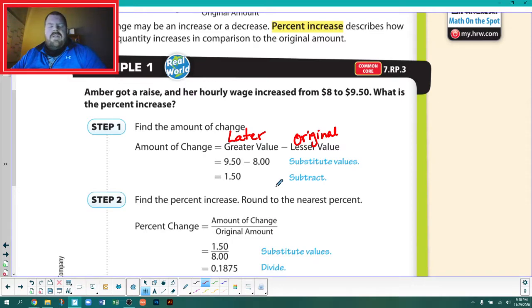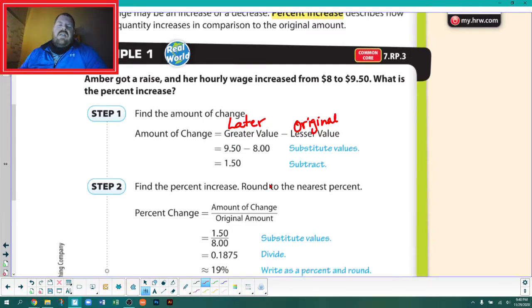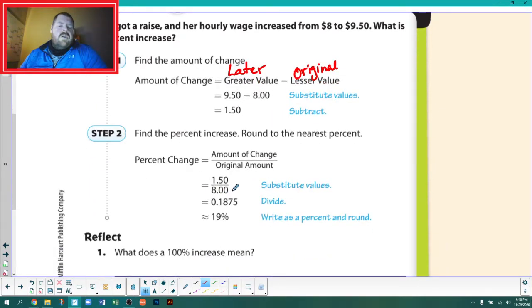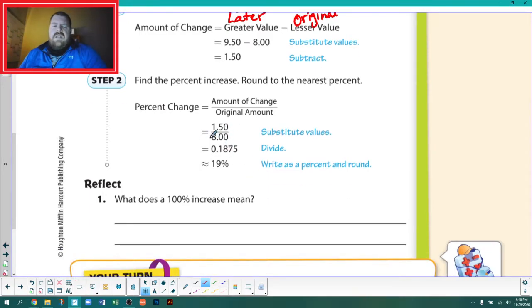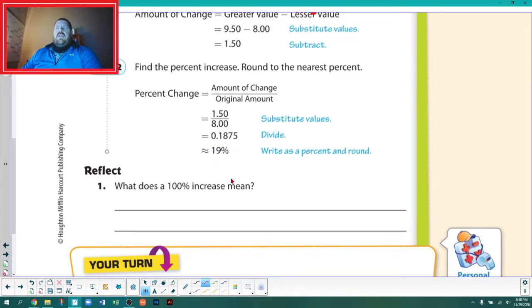So we take $9.50, subtract 8, and we get $1.50. That is the amount of the raise that she got. That is the amount of change. So we take that amount of change and we divide it by our original amount, $8, and we get a decimal, which is okay. I totally recommend the use of calculators here. And so we get roughly 19% percent increase.